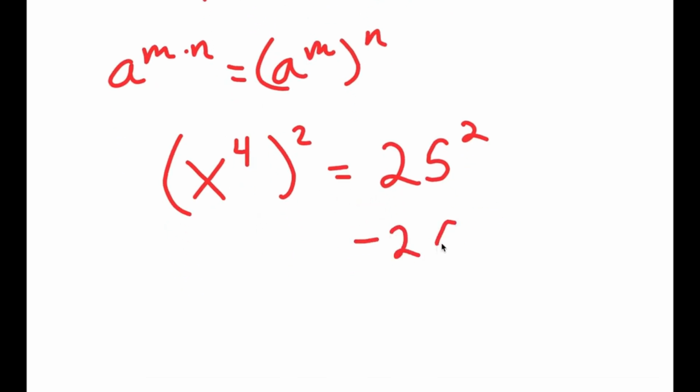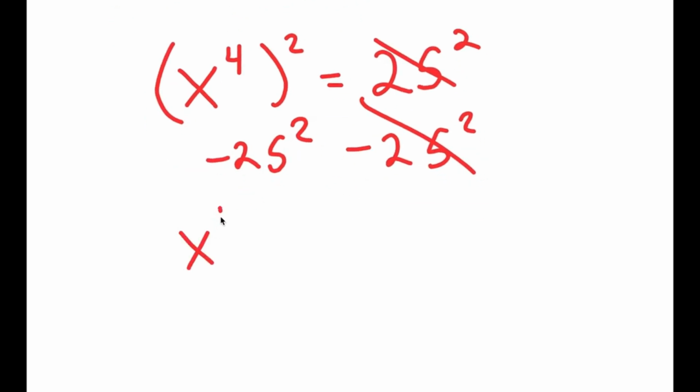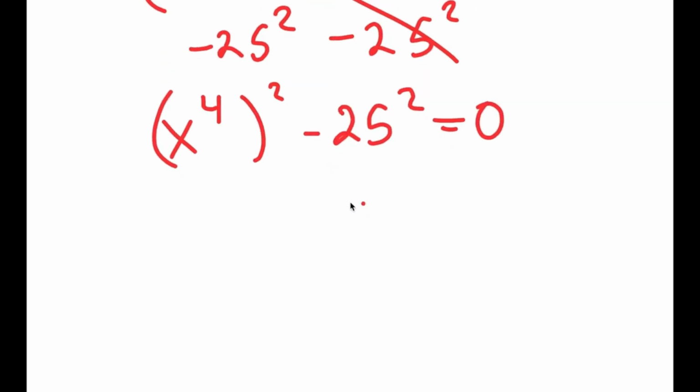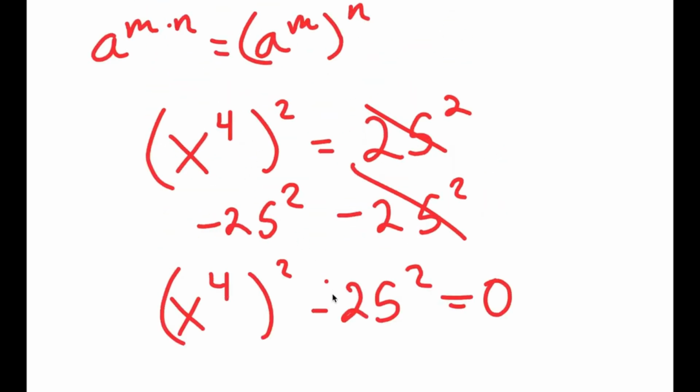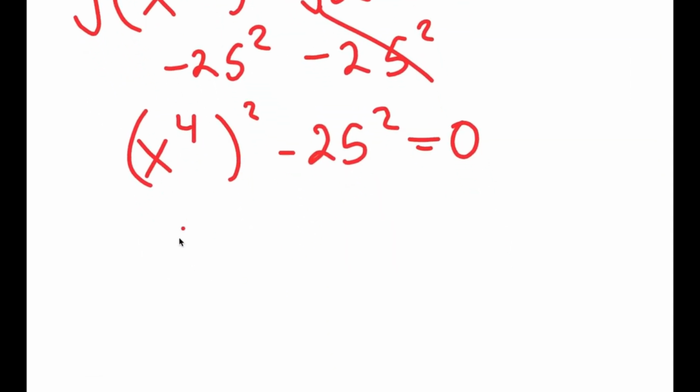Now I'm going to subtract 25 squared on both sides. So these two cancel out, and I get x to the power of 4 to the power of 2 minus 25 to the power of 2 is equal to 0. And before we actually do this, I'm actually going to take the square root on both sides so I can cancel these 2's out. So I get x to the power of 4 minus 25 is equal to 0.